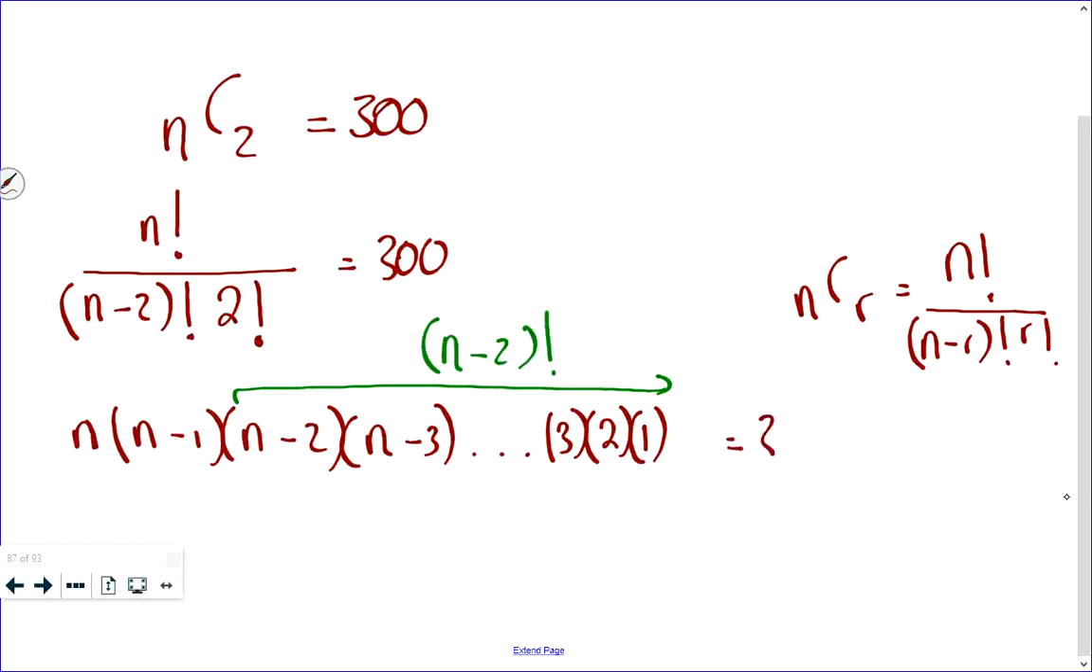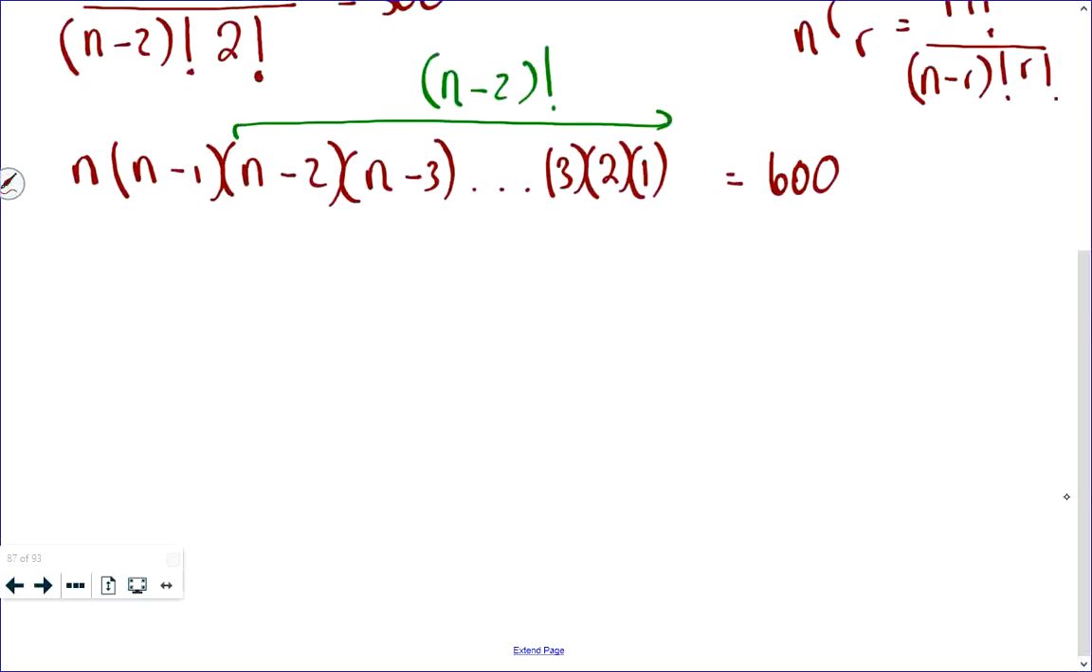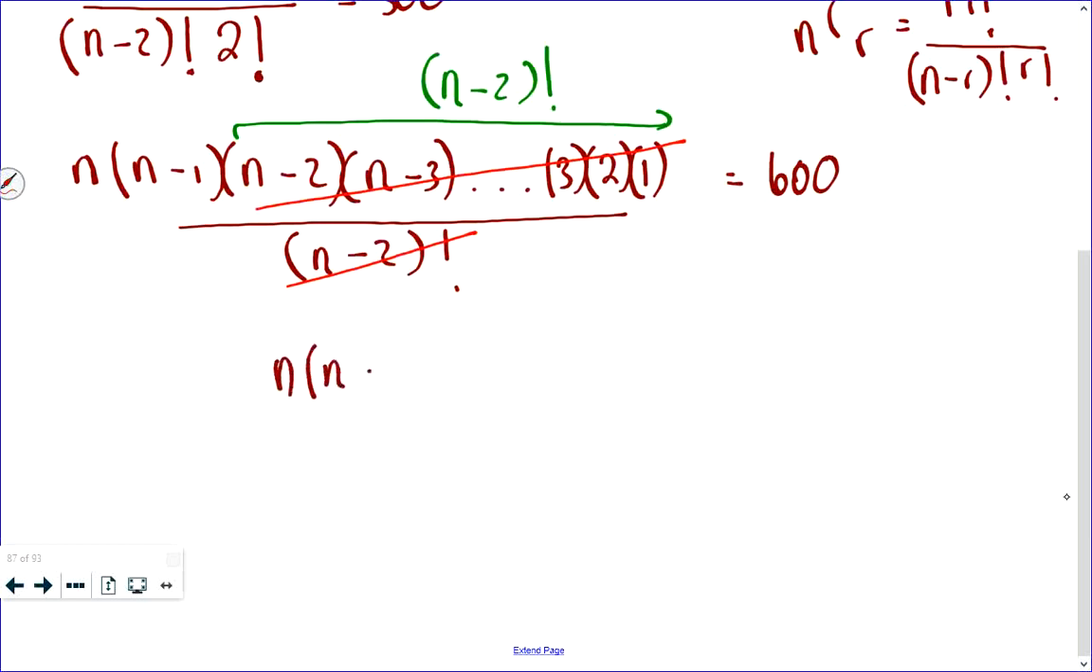Of course, this is equal to 300. It's also, well, we can multiply both sides by 2 here, can't we? I don't see why not. And this is over n minus 2 factorial. So this entire thing is a wash with that thing. They're gone, and you're left with n times n minus 1 equals 600, which we recognize as being quadratic.